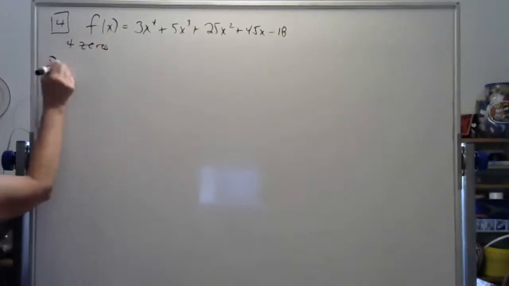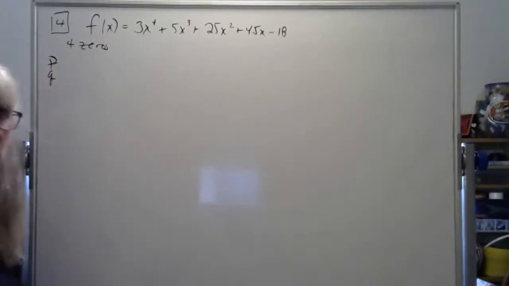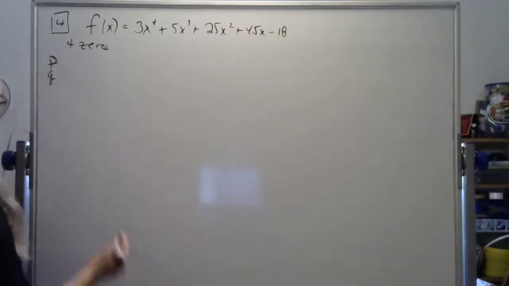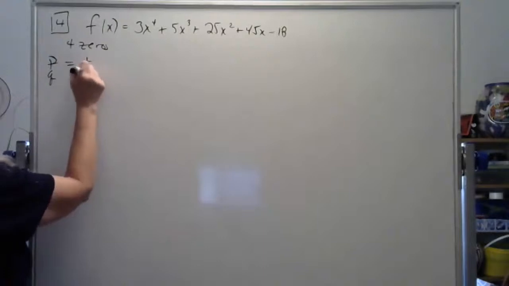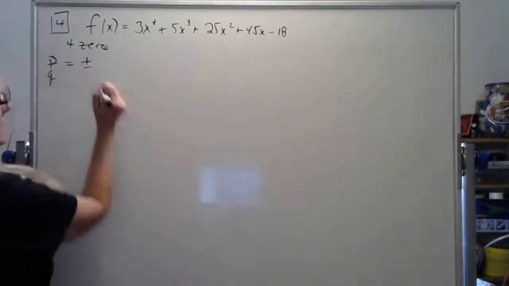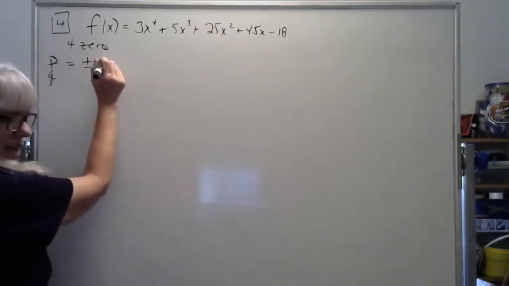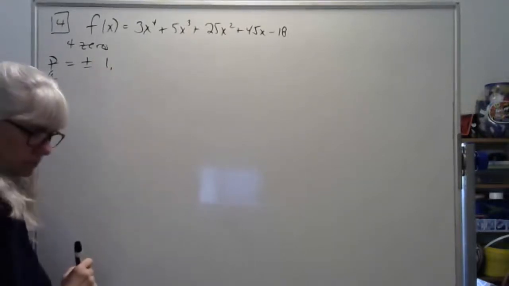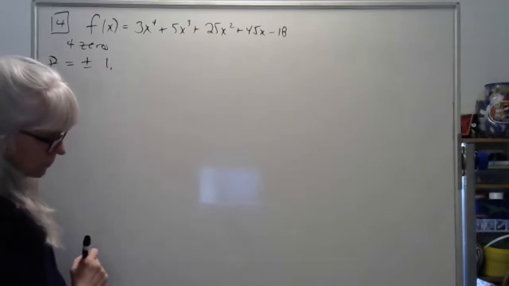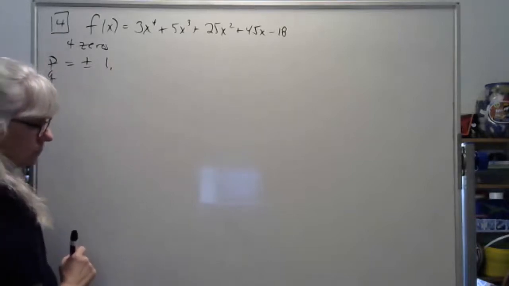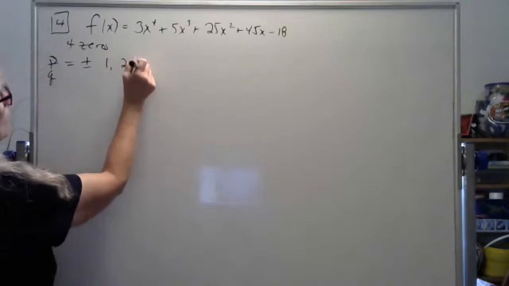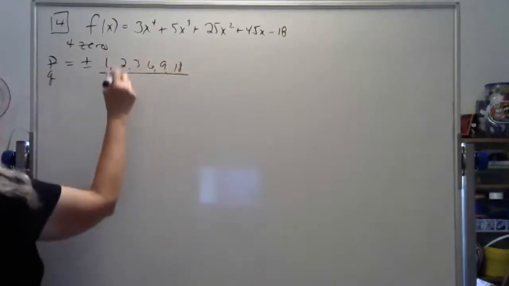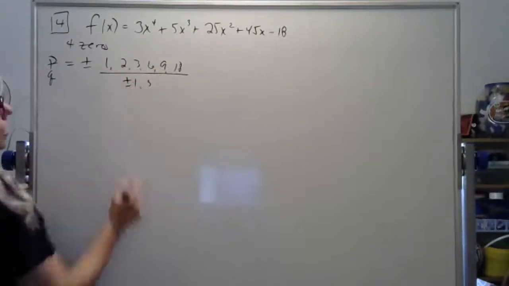Okay, and then we need our P over Q. And again, these are the possible rational numbers. These are anything that does not involve a radical or an i. Okay, so for us, we're going to have plus or minus. I need numbers that go into 18. Can somebody give me the numbers that divide evenly into 18 in numerical order? Got a 1? 2, 3, 6, and 9, and 18. Beautiful. And we're going to put that all over this time factors of 3, which are 1 and 3.